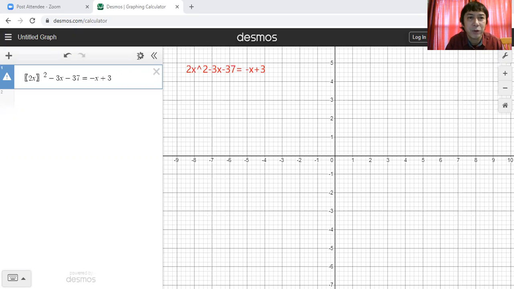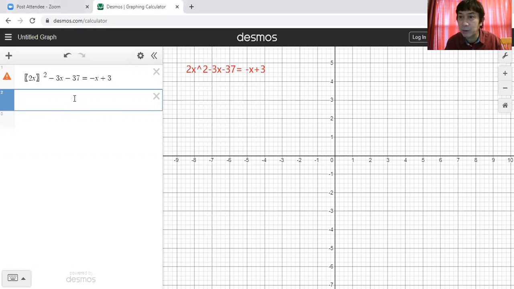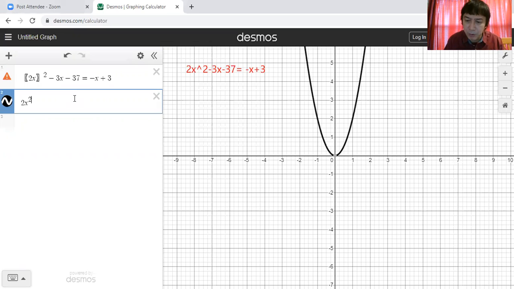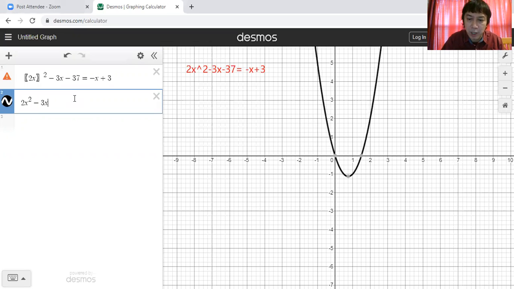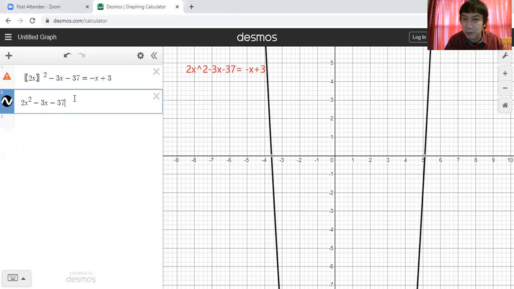Again, we're going to set up one equation for the left side. You can also do it this way. Just type in the x values. In this particular graphing calculator, you can do that, and it will draw the graph without the y. 2x squared minus 3x minus 37. There is your graph.